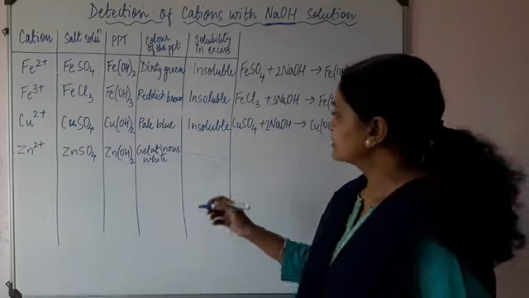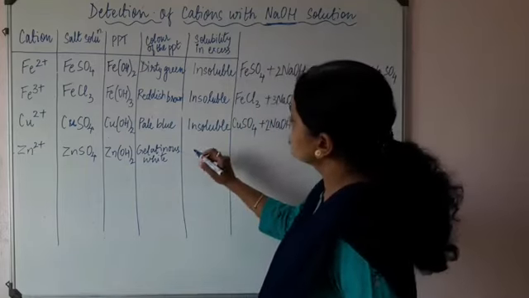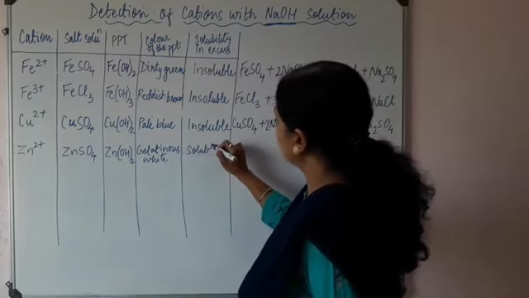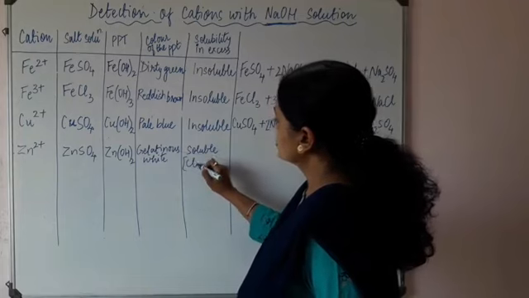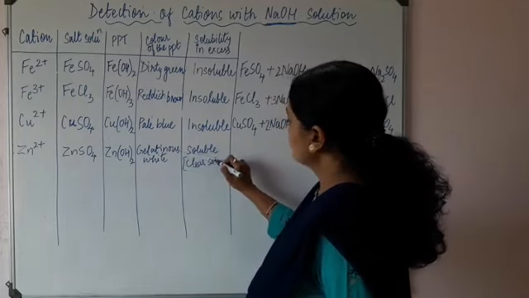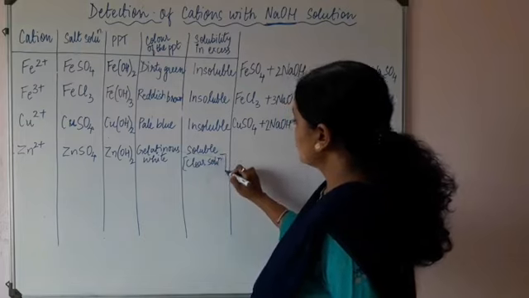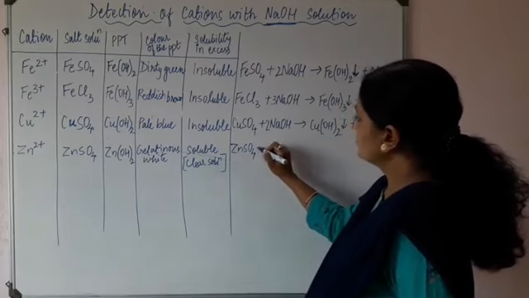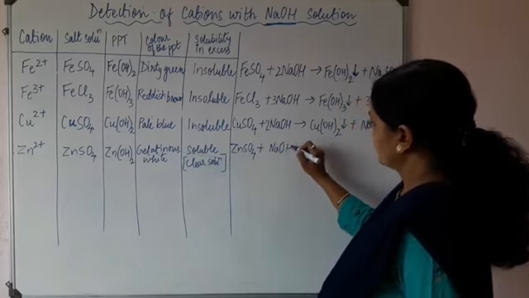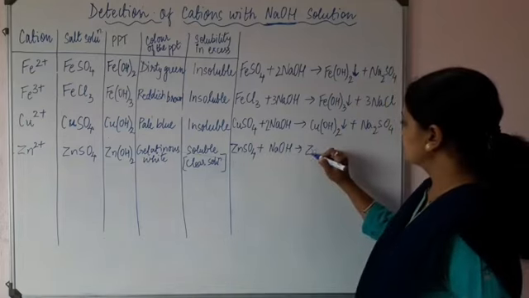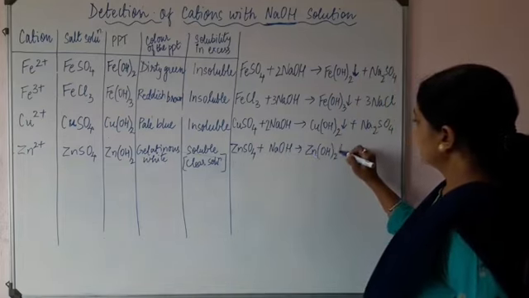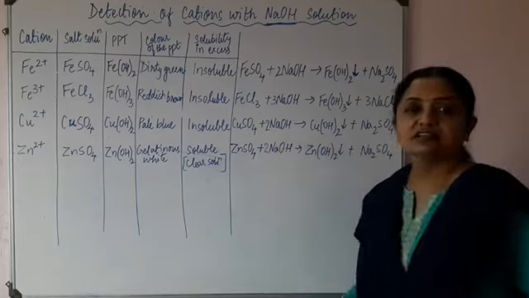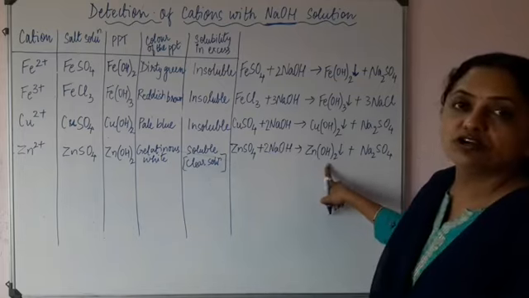When you get the gelatinous white precipitate and add excess of NaOH to this white precipitate, we will see that it is soluble and forms a clear solution. You will see that the precipitate dissolves, forming a clear solution. So here the reaction will be like this. Zinc sulfate reacts with NaOH, you are getting zinc hydroxide and sodium sulfate.